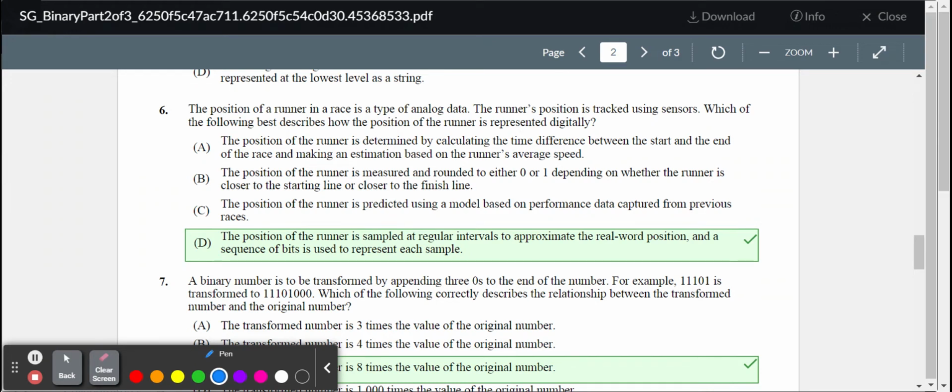The position of a runner in a race is a type of analog data. That is true. The runner's position is tracked using sensors. Which of the following best describes how the position of the runner is represented digitally? Again, we're looking for regular intervals. That's a keyword we want. And that's probably in this answer. The position of the runner is sampled at regular intervals to approximate real world position in a sequence of bits. That's exactly what we're going to do.